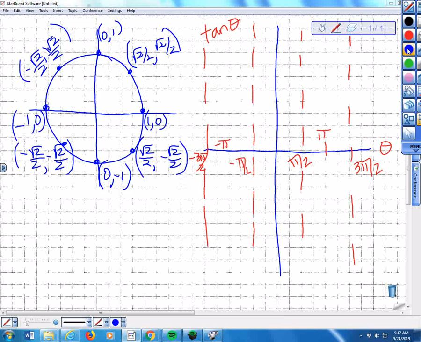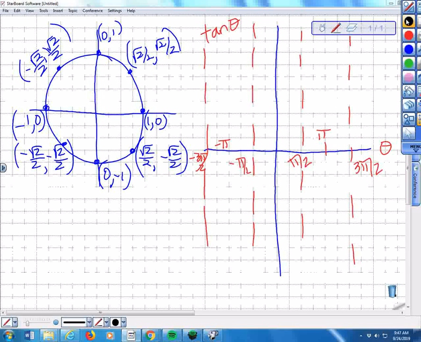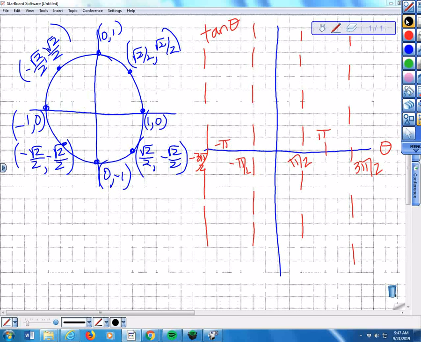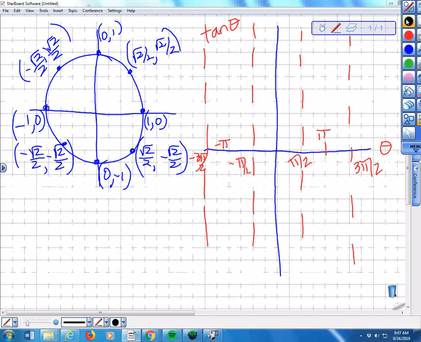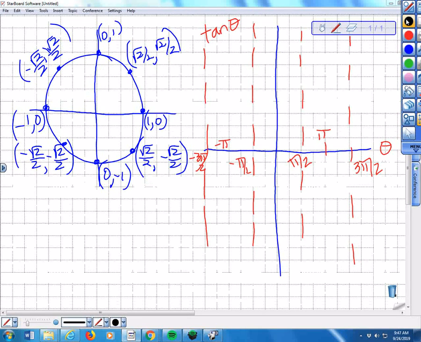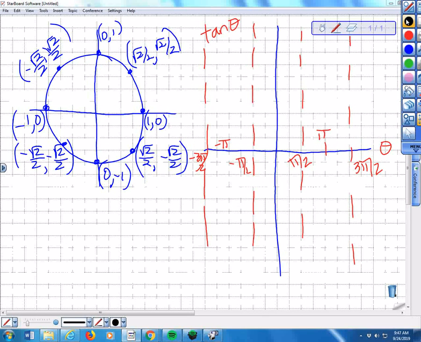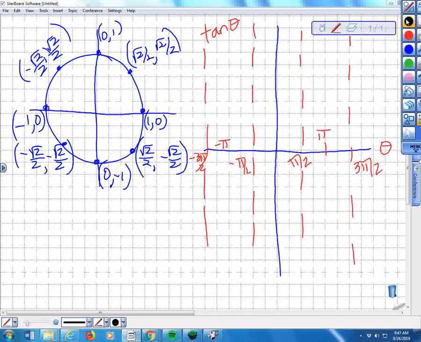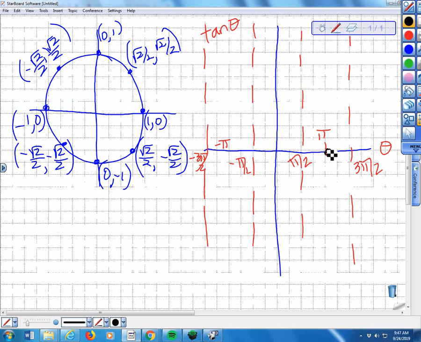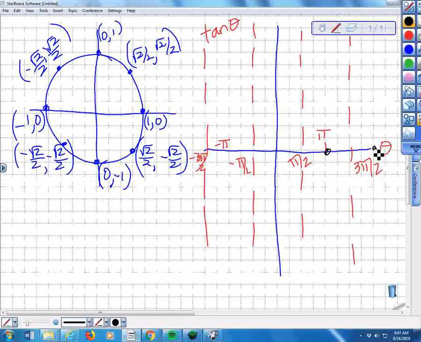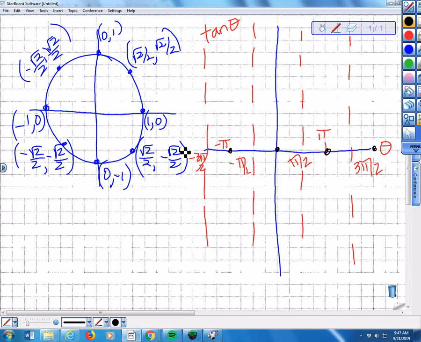Now I'll just do this one in black. So what's the value of tangent when sine is 0? 0, because 0 is in the numerator, right? So everywhere sine is 0, tangent is going to be 0, at 0, pi, 2 pi, 3 pi, so on. 0, negative pi is here, and so on.